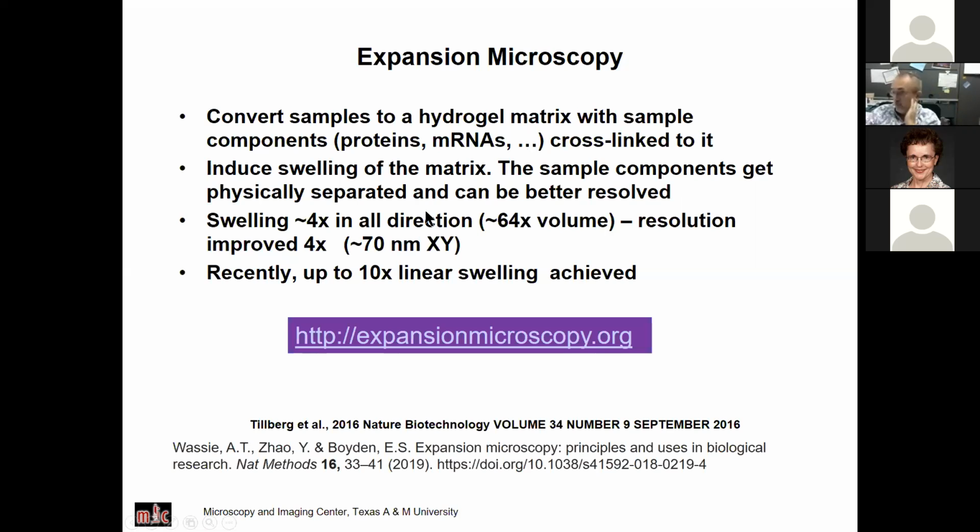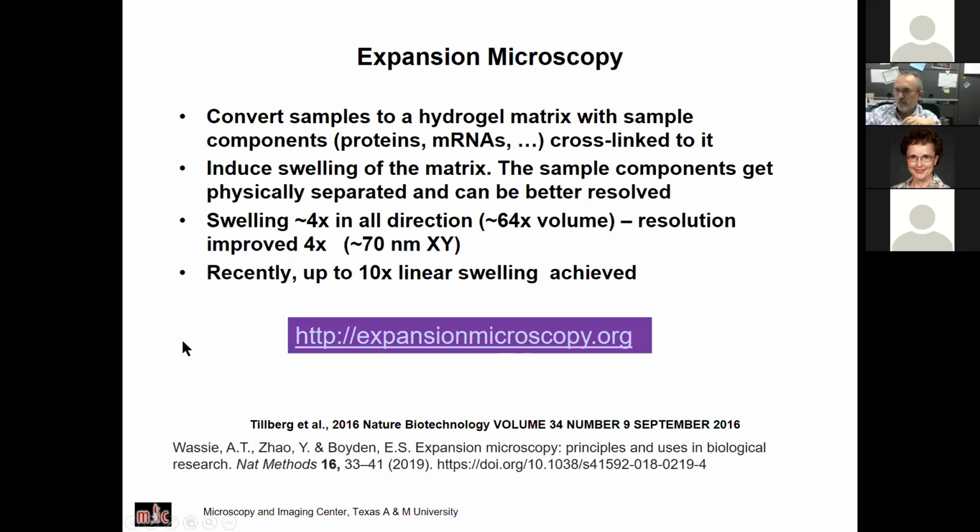It used to be that you could swell the existing hydrogels about 4 times in all directions. So that gives you a volume about 64 times larger than the original. So you get about 4 times improved resolution, so around 70 nanometers. Recently, apparently some of those new gel formulations allow you to swell the sample up to 10 times and it's still linear. So you could get down to what, 20, 25 nanometers, maybe something like that. There is lots of information on this expansion microscopy website, and there are some references also down here. So that's expansion microscopy.